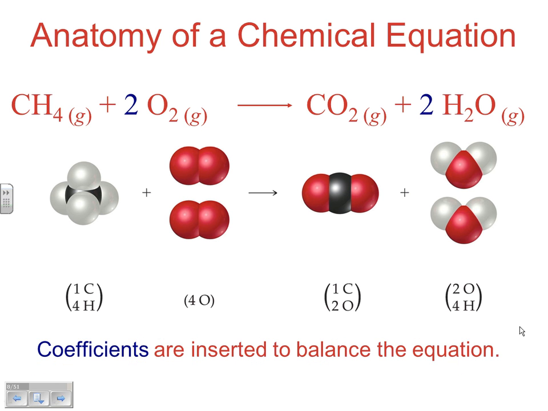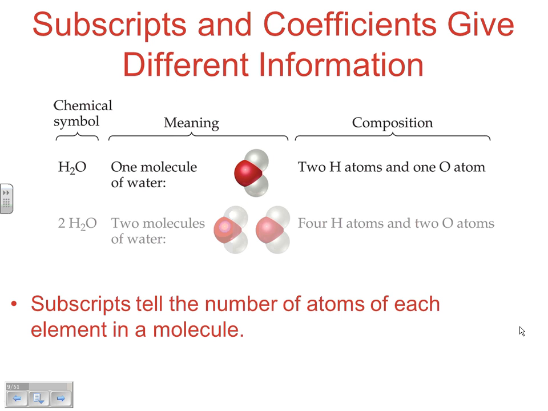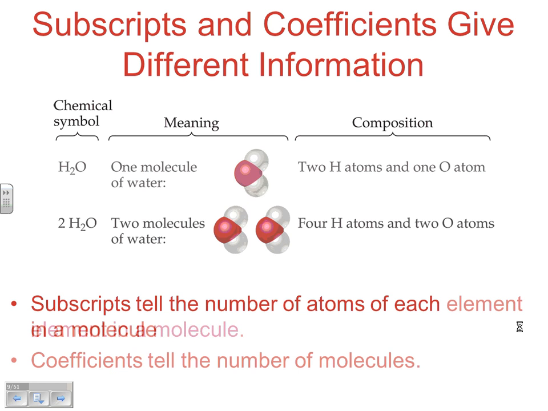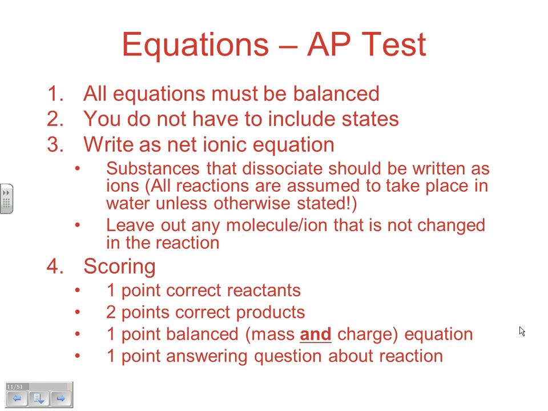Now, coefficients are inserted to balance the equation. Remember, you can't change the formulas. All you can change is the amounts, and that's what the coefficient represents. Subscripts tell the number of atoms of each element in the molecule. So the chemical formula is H2O. That means one molecule of water is 2 hydrogen atoms and 1 oxygen atom, whereas in 2 H2O, 2 molecules of water, we then have 4 hydrogens and 2 oxygens. The coefficients really tell us the number of molecules we're going to have. So, like I said, 2 H2O, because we're doubling the amount, we double the number of atoms of each.